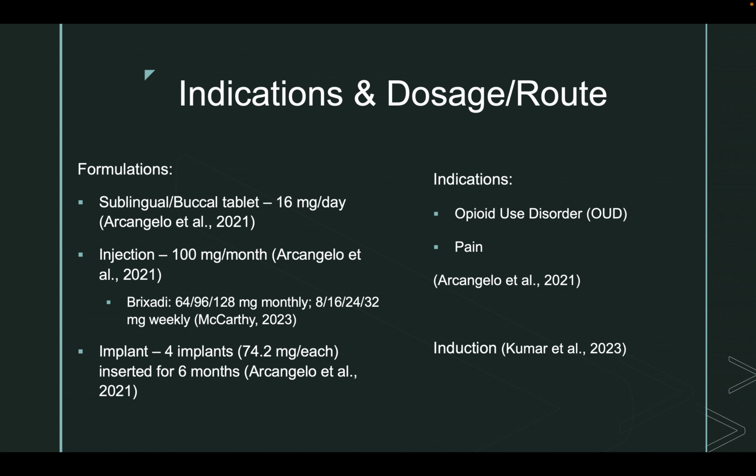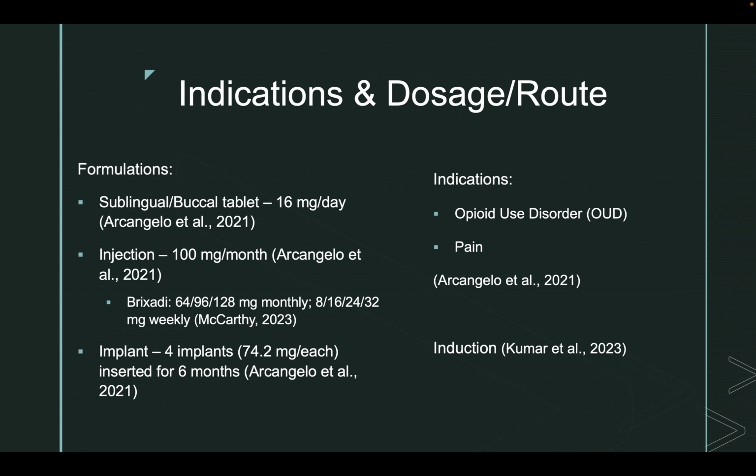Indications and dosage and route. So buprenorphine is commonly combined with naloxone to inhibit opioid dependence. However, the brands I listed previously only contain buprenorphine, and that is the focus of this presentation. Now, buprenorphine is indicated for opioid use disorder, or OUD, at higher doses to block opioid cravings. At a lesser dose, buprenorphine exhibits analgesic effects that can be adequately used for the treatment of chronic or acute pain.